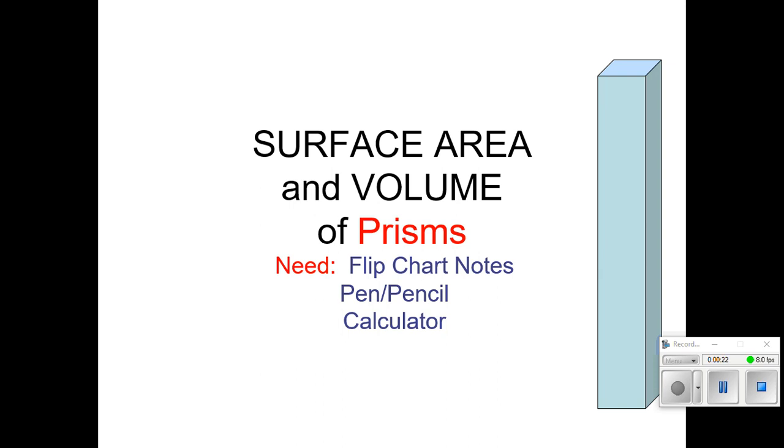Okay, so you've seen these lovely boxes before. How do we find the area? All the surfaces added together. That's what surface area represents, and the volume is the space inside.